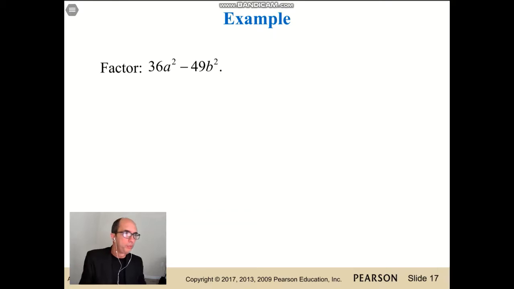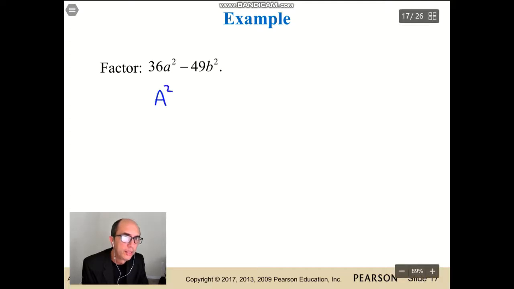One more example, 36a squared minus 49b squared. And let's use different letters because I have an a and b here. Let's use different letters. A squared minus B squared, and we can rewrite as (A minus B)(A plus B).